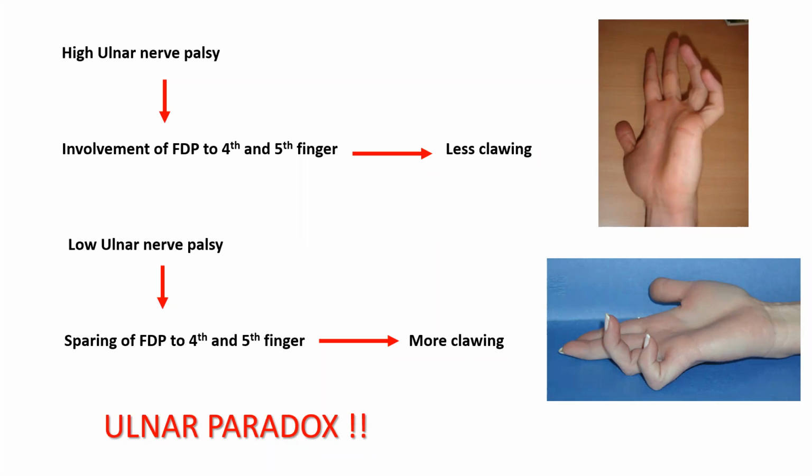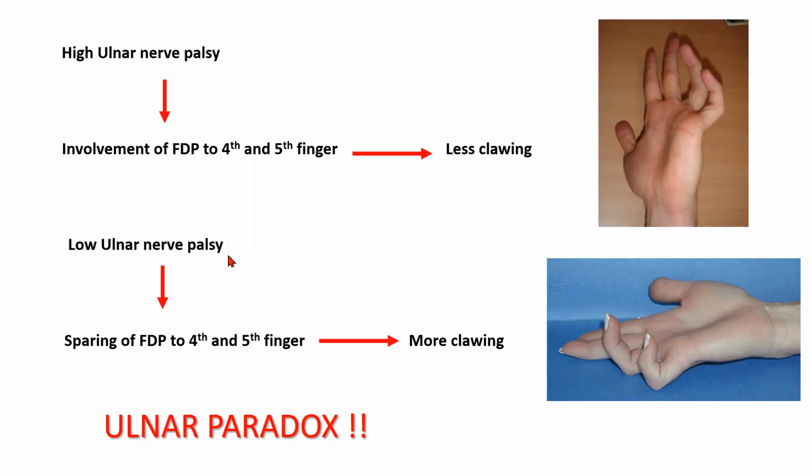Whereas in case of high ulnar nerve palsy, there is less clawing because the FDP tendons of the fourth and fifth finger are lost. Otherwise, they are not going to contract because the nerve supply to these tendons is also lost. These two tendons are responsible for the DIP flexion. Do you agree? Are you able to follow till now? Yes, sir.